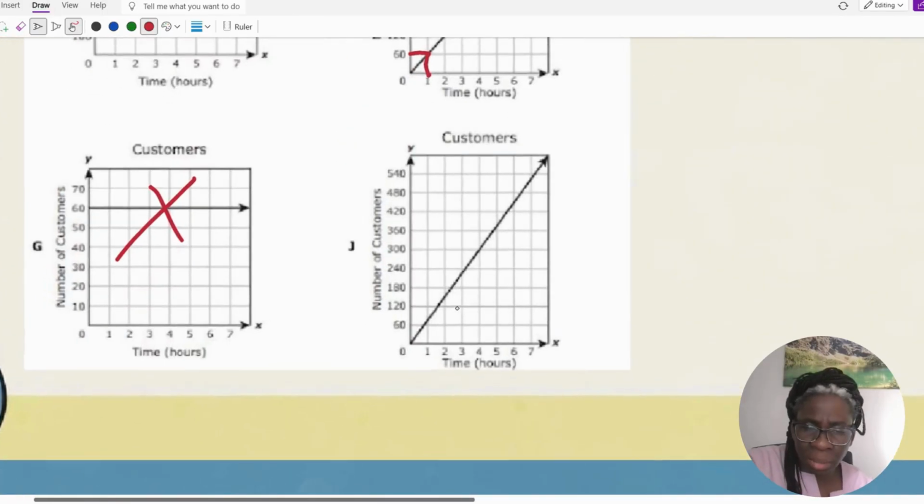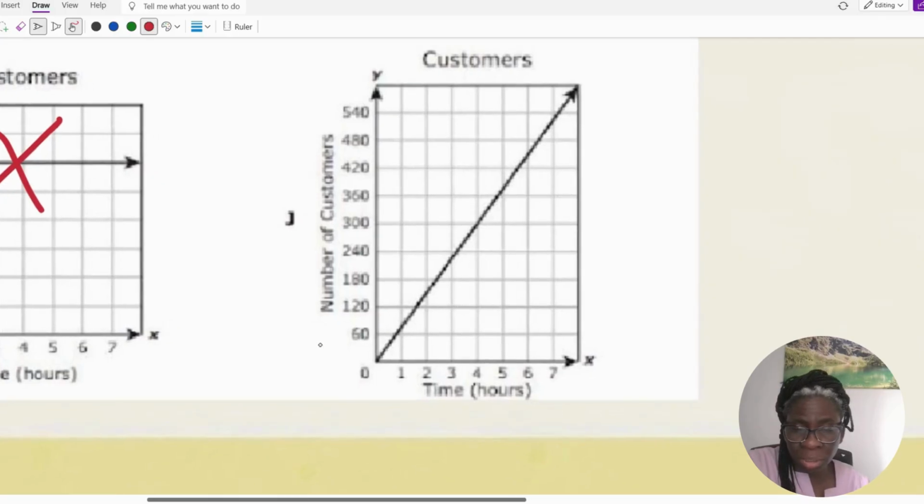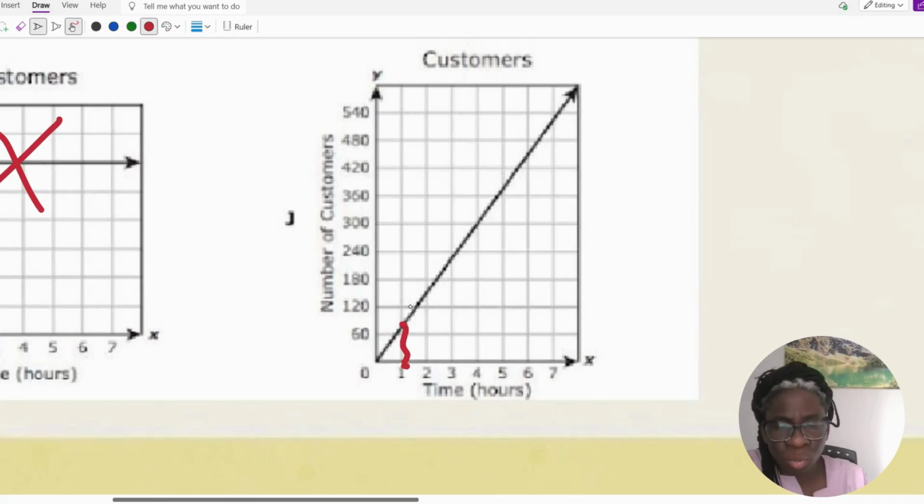Now let me zoom this in. When you trace 1 up here, you see that it is above 60. So it can't be this. Now let's try 2 hours. 2 times 60 will be 120. If you trace 2 up here, it is above 120. 5 times 60 will be 300, right? Yeah, that will be 300.